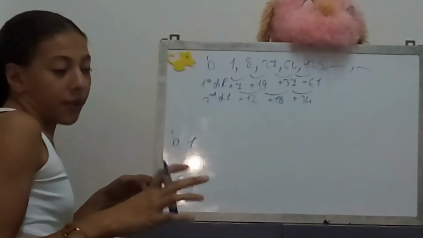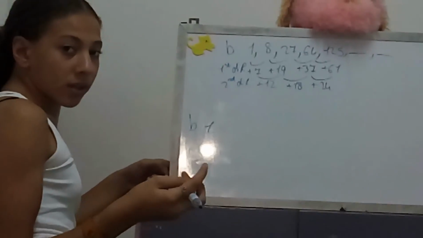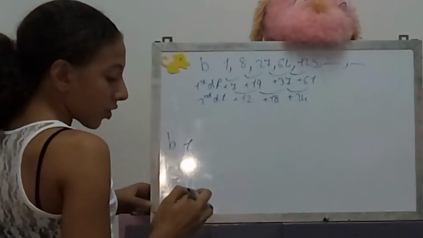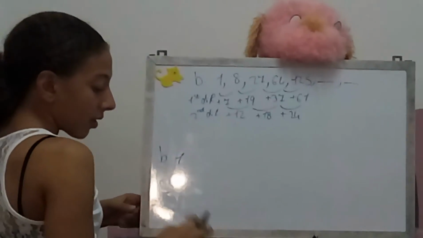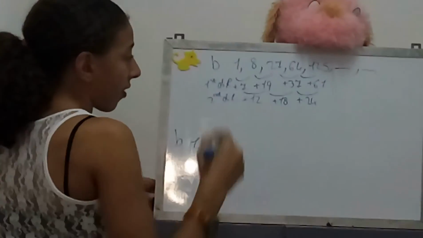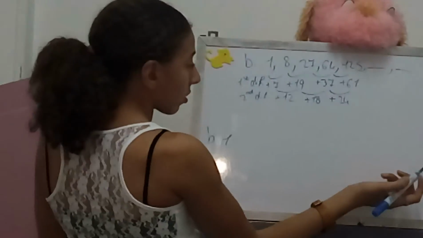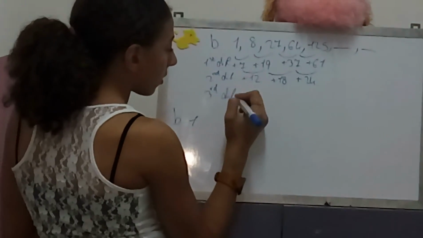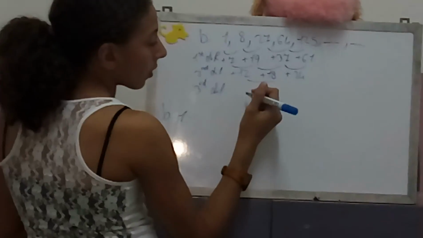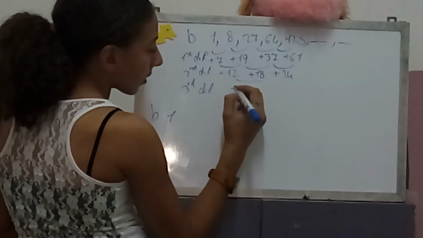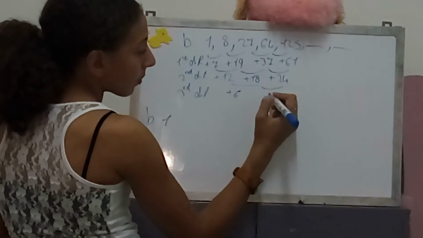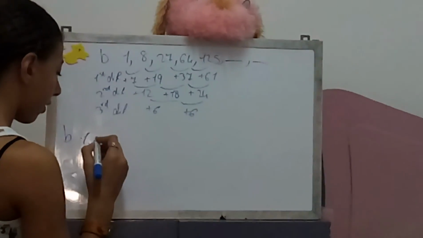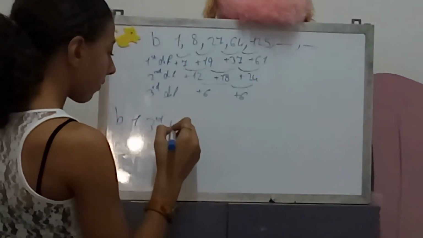Sorry, we stopped the video because my phone was out of charge, okay? So, we said that B1, the question says, which differences are constant? The first one is not constant and the second one is not constant. But let's see the third one. Third difference, okay? The difference between 12 and 18 is positive 6, and from 18 to 24, positive 6. So, the first question, which differences are constant? It's the third difference.